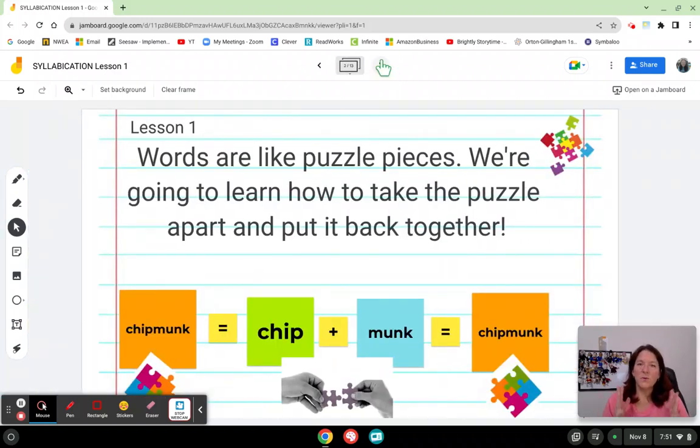So I want you to know that words are like puzzle pieces. We're going to learn to take those puzzle pieces apart and put them back together again. So like in the word chipmunk, you have chipmunk equals chip plus monk, which equals chipmunk. And most of us have been taught to clap out our syllables, chipmunk. You hear two syllables, and those are the two parts you hear, chip and monk.